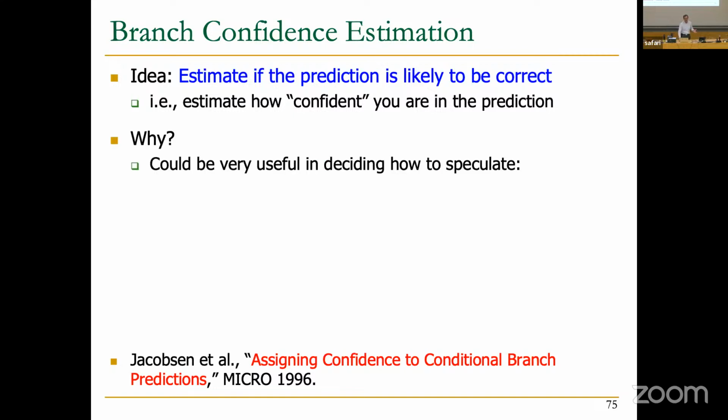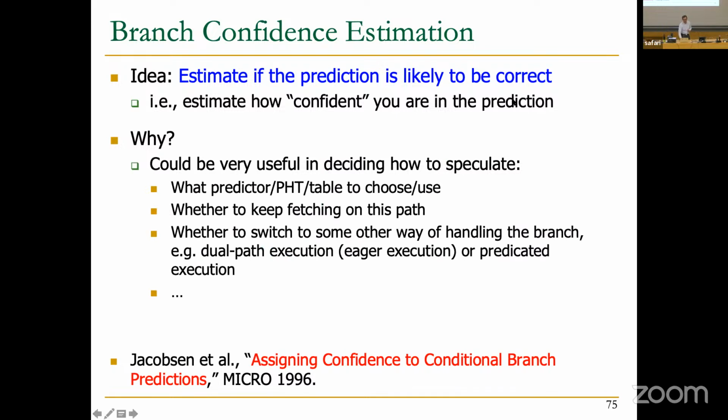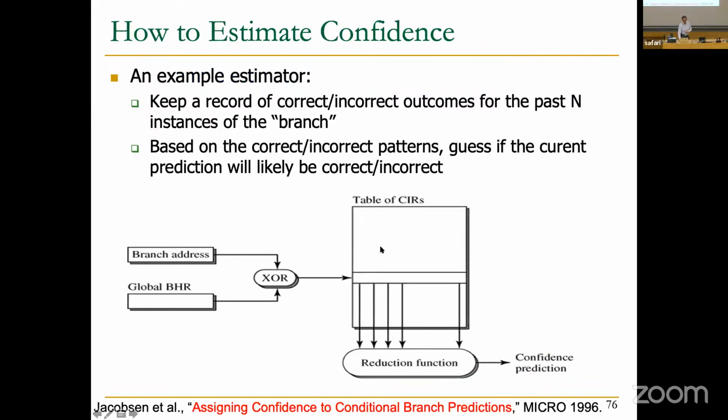It could be very useful in deciding how to speculate, meaning what predictor, pattern history table, or other table to use, whether to keep fetching on this path or stall the fetch, because you may be on the wrong path, right? Whether to switch to some other way of handling the branch, if you have that option, and who knows what else. So the idea is to keep a record of the correct and incorrect outcomes for the past instances of the branch. And based on the correct and incorrect patterns, guess if the current prediction will be likely correct or incorrect. So basically, keep track of how you're doing in your predictions. And it can customize to the branch predictor also.